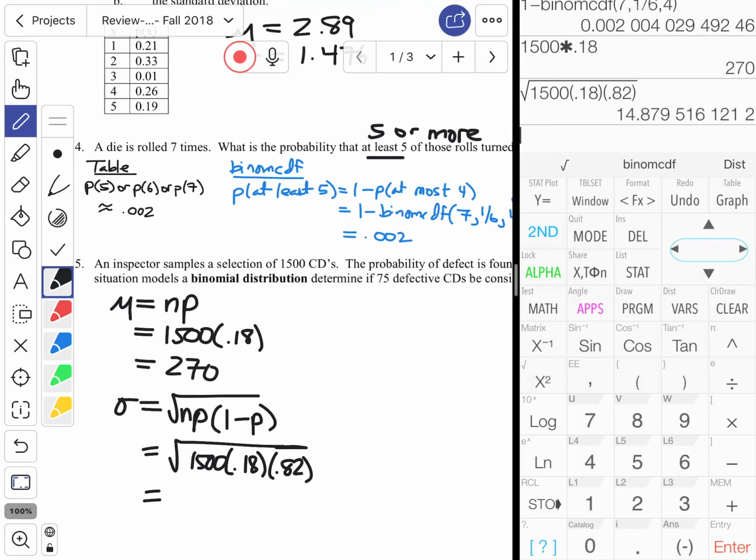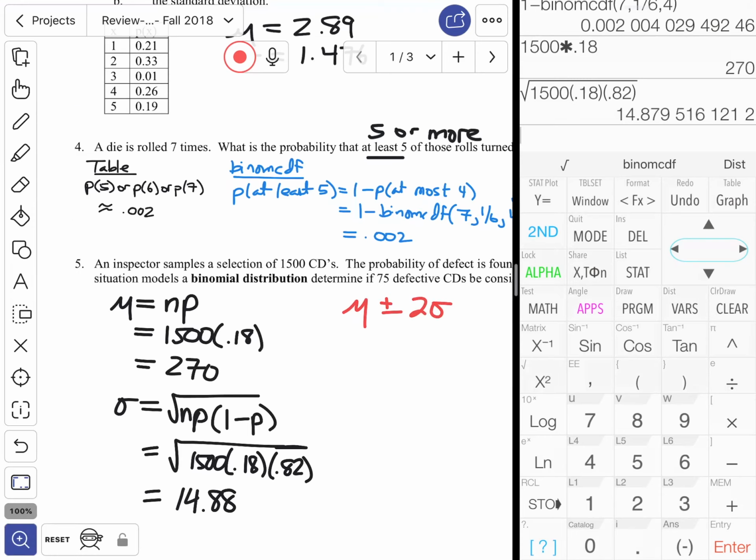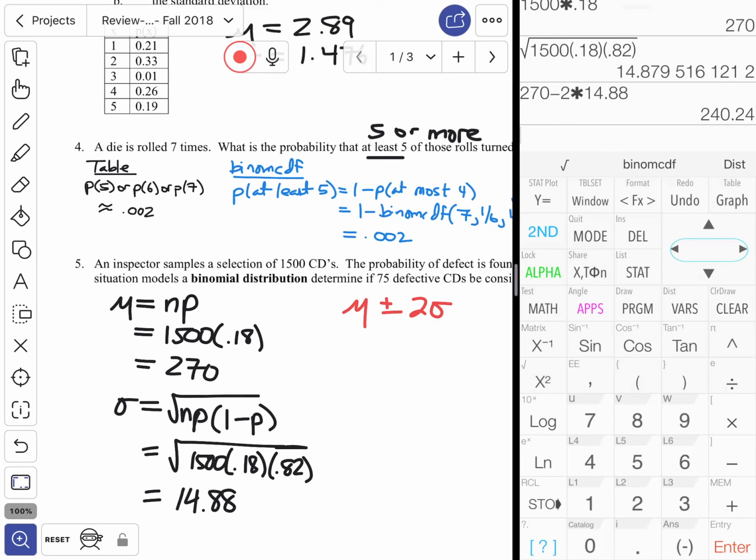Well, it would round to 88. So I need now mu plus or minus 2 sigma to give me my interval. So 270 minus 2 times 14.88. And then same thing, just with a plus sign. So second enter to recall. And then second delete. So delete the value, the minus sign, then second delete to insert the plus sign.